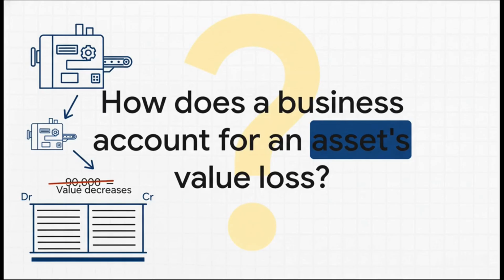Imagine a business goes out and buys a big, shiny new machine for $90,000. It's a valuable asset, no doubt, but you and I both know that machine isn't going to be worth 90 grand forever. So the big question for any accountant is, how do we properly and systematically account for that dropping value?